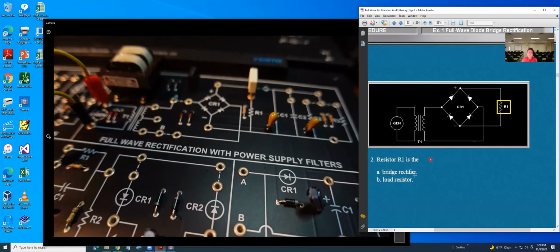Okay, here they get the question. Resistor R1 is the what? A, L, or B? You have to tell me. B, that is correct. That's a load resistor.